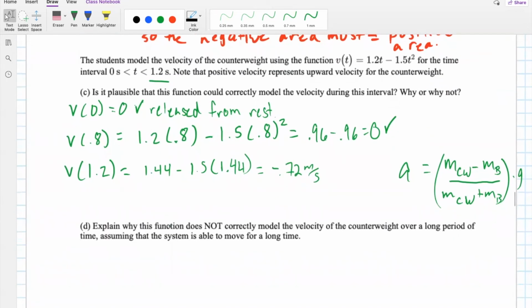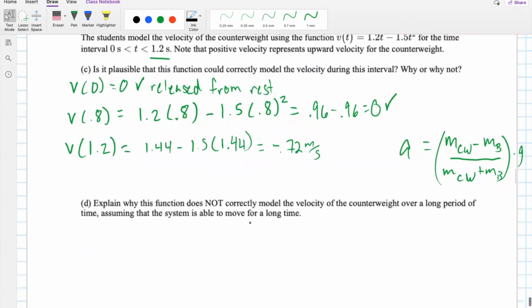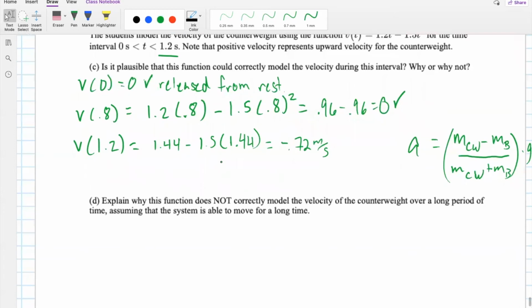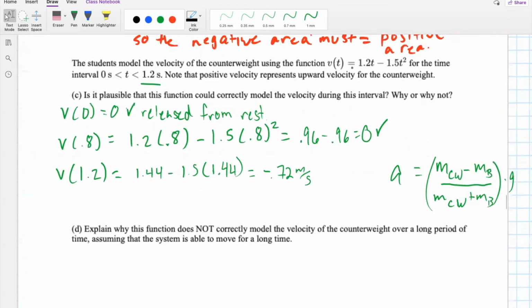Part D says, explain why this function does not correctly model the velocity of the counterweight for a long period of time. So that would imply that the velocity would be continuing to grow. If we took the derivative of that, sorry, I kind of jumped the gun here, because even though this is an equation for velocity, if we take the derivative of it to get the acceleration, that's 1.2 minus 3t. So this is why I was saying it was going to continue to grow indefinitely for the acceleration. This implies that we're going to have an infinitely possible negative acceleration, but not the case.